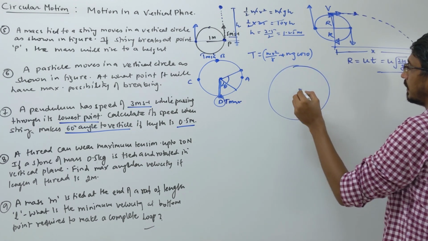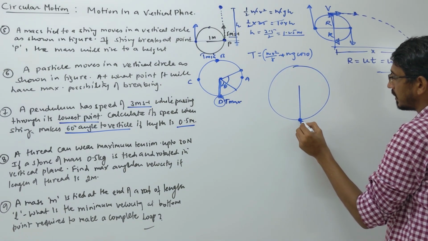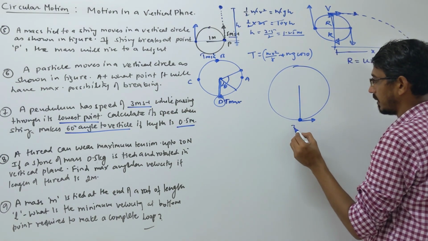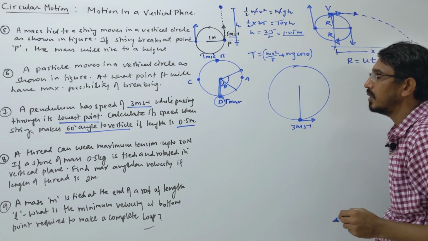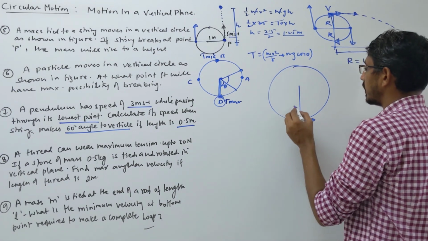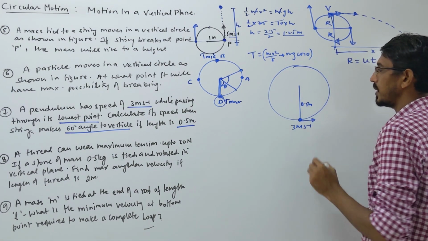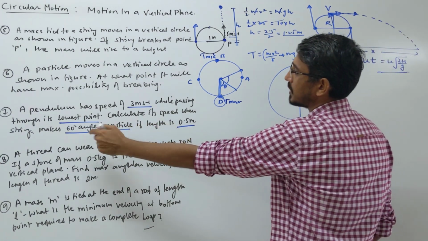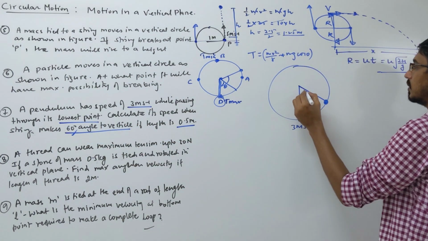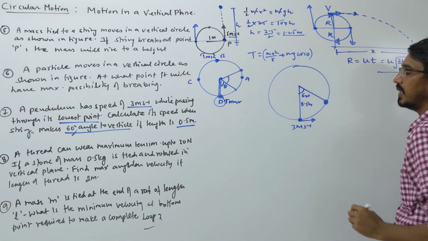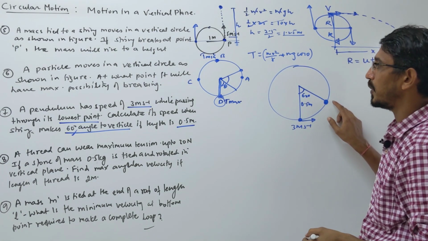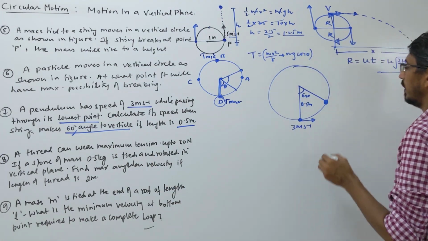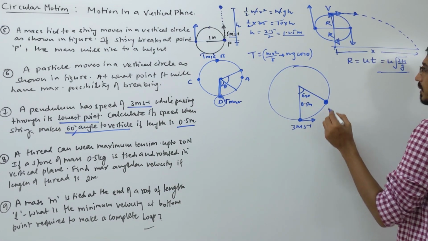So some circle is given, and the velocity at this point, called the lowest point, is given: 3 meter per second. Then they say the length of the string is also given, 0.5 meter. Then they say it makes an angle of 60 degrees with the vertical. So this angle is given as 60 degrees. Then they are asking, at this point, what is the speed? At this point you have to calculate the speed.